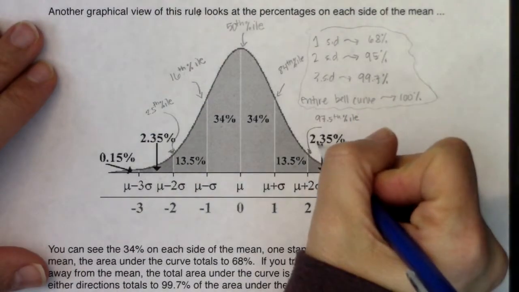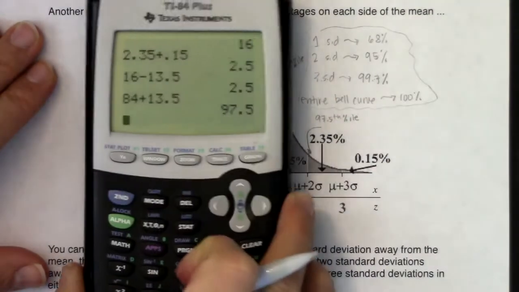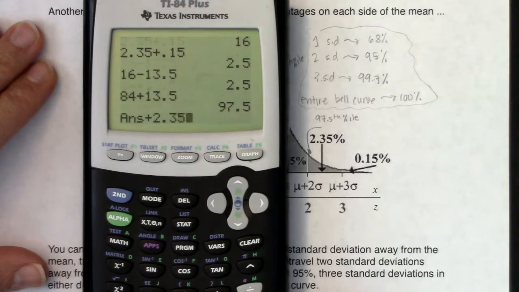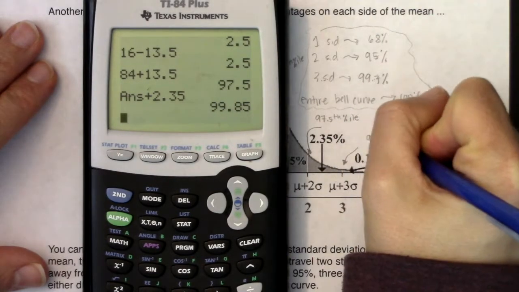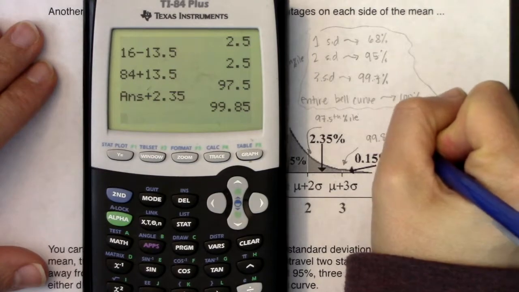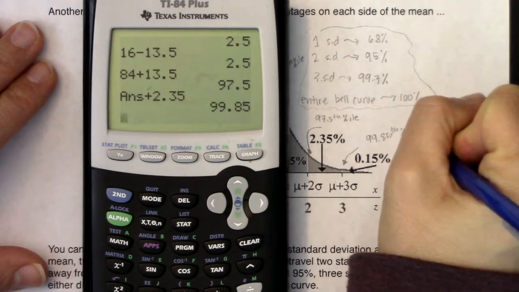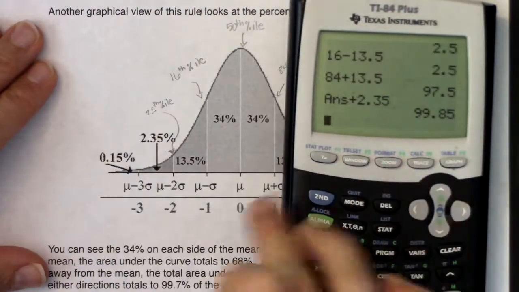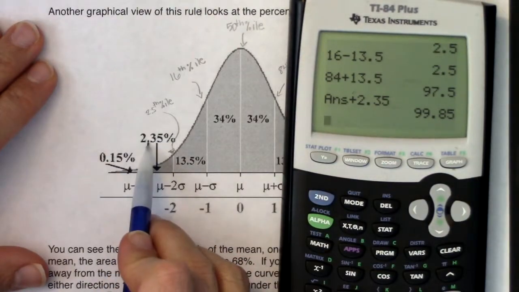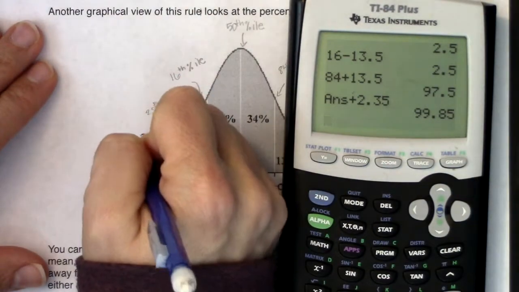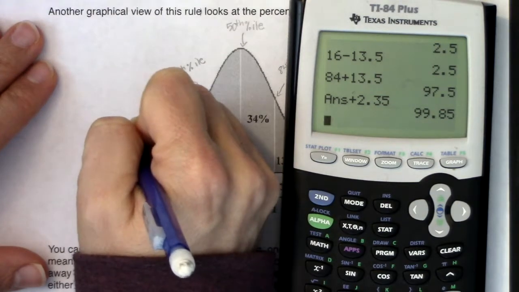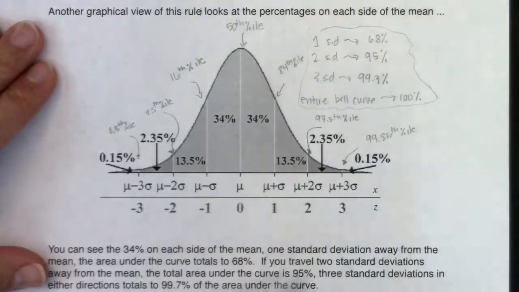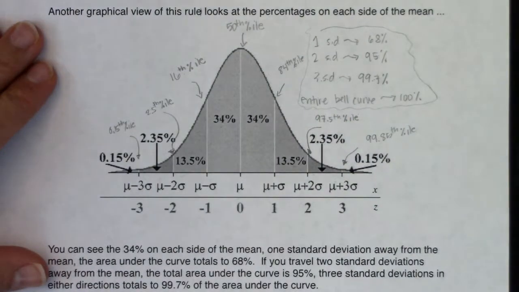And you can keep on going if you want. You could add another 2.35 to that number, and you could find out this was, good Lord, the 99.85th percentile. And then I could even go the other way. I can take 2.5 and subtract 2.35. You're going to find out this is the 0.15th percentile.